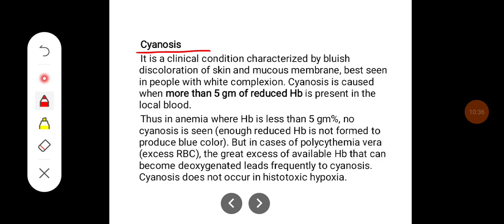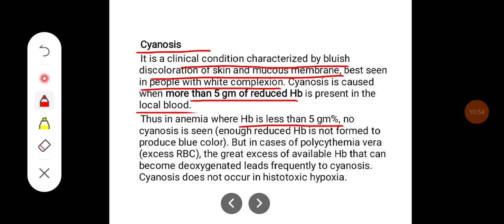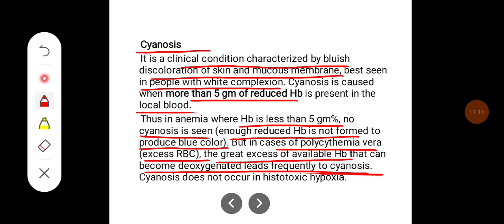Cyanosis. It is a clinical condition characterized by bluish discoloration of skin and mucous membrane, best seen in people with white complexion. Cyanosis is caused when more than 5 grams of reduced hemoglobin is present in the local blood. Thus, in anemia, where hemoglobin is less than 5 gram percent, no cyanosis is seen. That is, enough reduced hemoglobin is not formed to produce blue color. But in cases of polycythemia vera, where there is excess of RBC, a great excess of available hemoglobin that can become deoxygenated frequently leads to cyanosis. Cyanosis does not occur in histotoxic hypoxia.